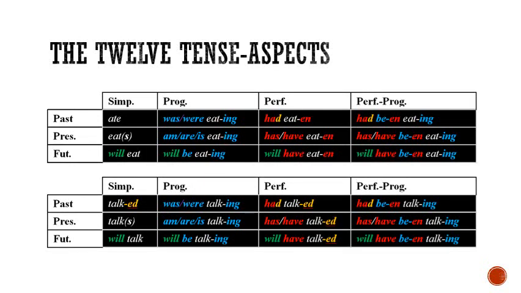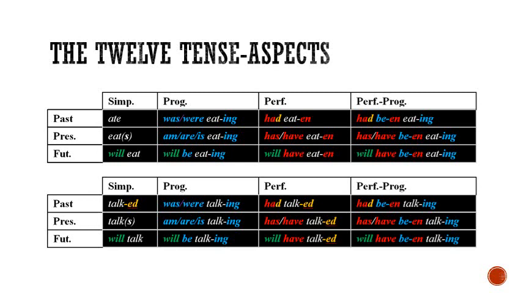Now here we have color-coded charts. So if the charts on the previous slide seemed like a lot to take in, hopefully color coding will make it more obvious what the patterns are, because it's actually not so much to learn. A lot of it is the same, especially across regular and irregular verbs.